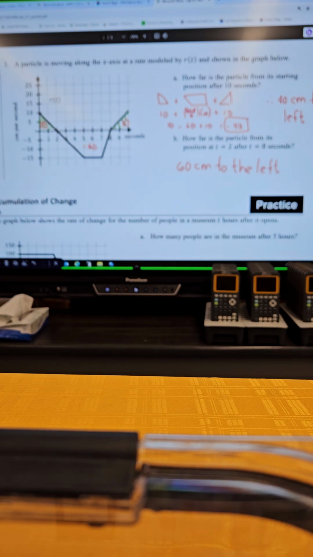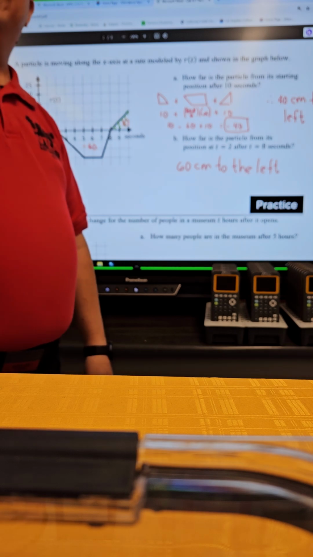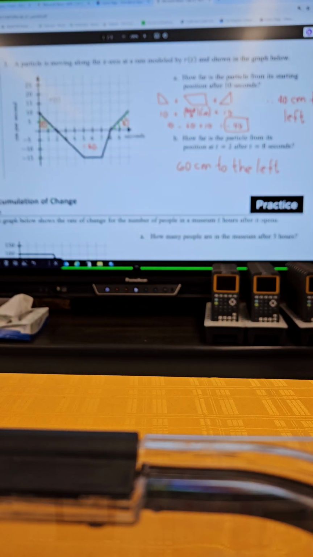Any question on the first 3 examples before we do practice? Alex, no question? How about Jasmine? Question? No? Leah? Any question? Cleo? No question? Okay. So, shall we do practice now?